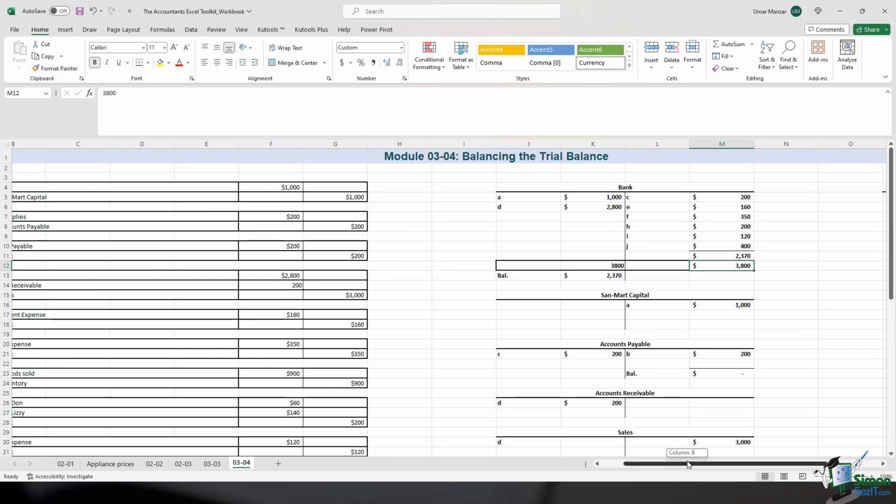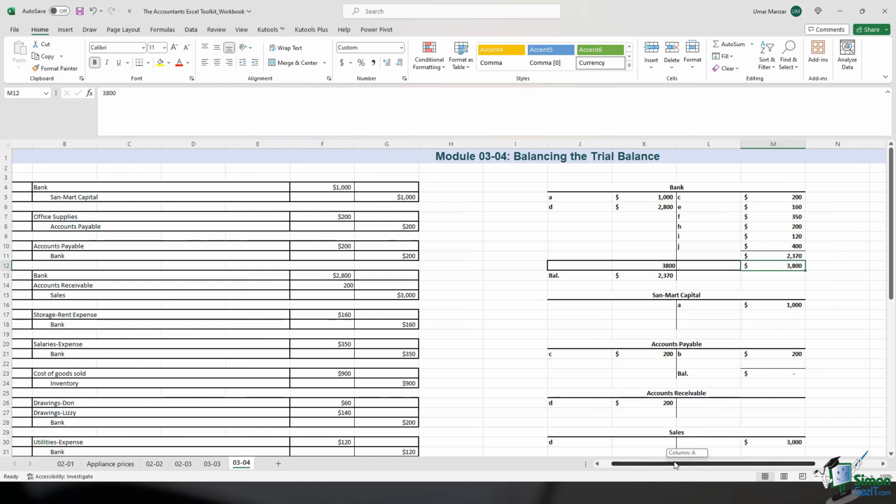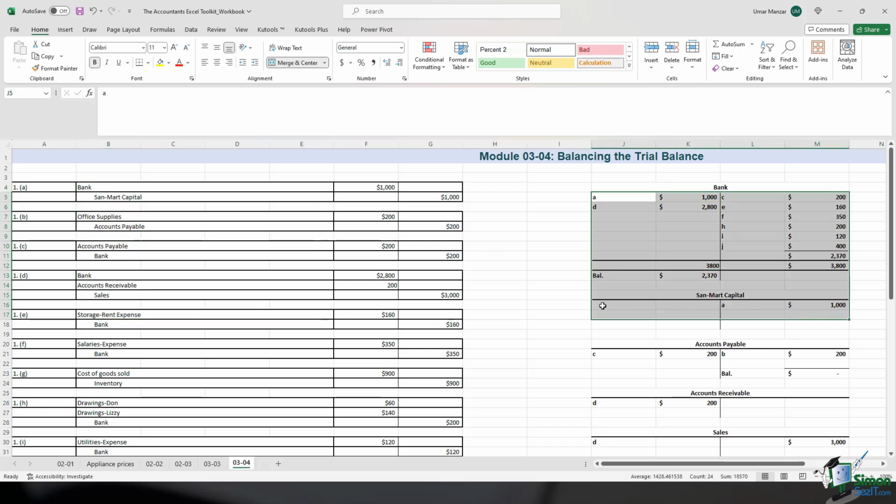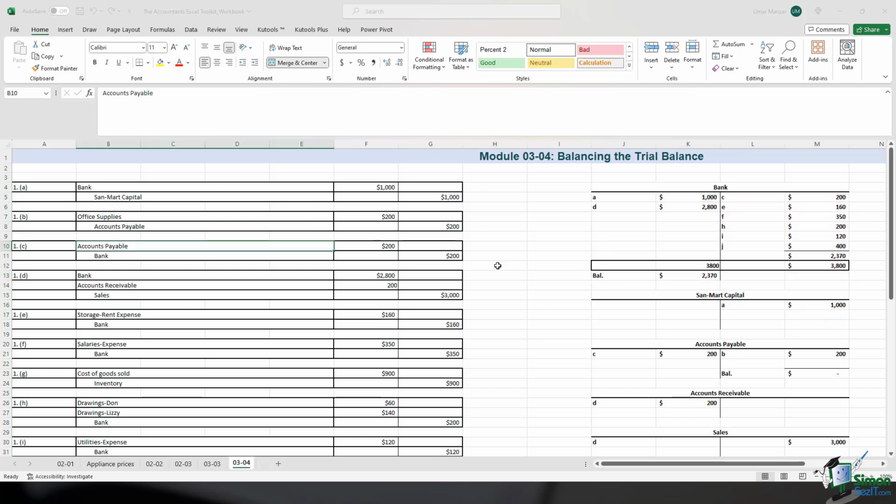There is a delicate equilibrium where each debit finds its credit counterpart. The SanMart ledger, akin to a narrative woven through debits and credits, captures the essence of business transactions. And we see a number of ledger accounts over here bear the weight of multiple transactions, and the trial balance on the right hand side extracts their cumulative wisdom. Now let's delve deep into these examples.